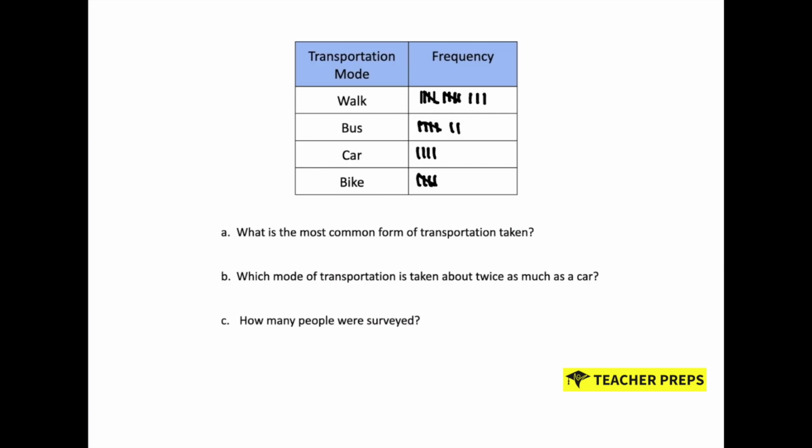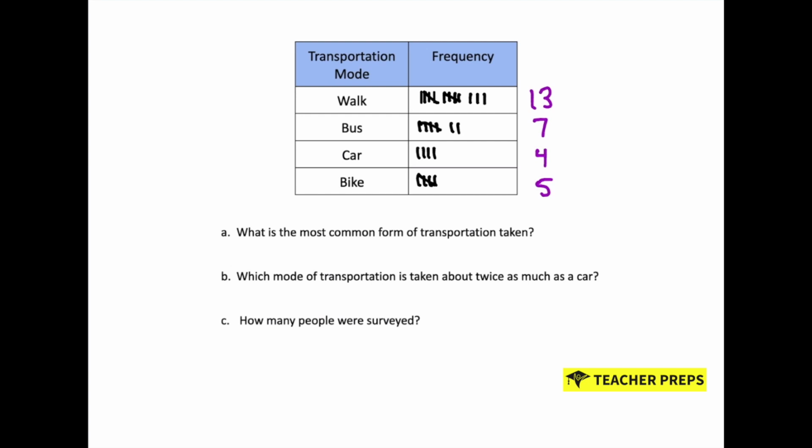Lastly, we're going to talk about a frequency table. A frequency table lists a set of values and how often each one appears. They may include tally marks and totals to show the frequency or the number of times a specific data value occurs in a data set. When I have tallies, the first thing I like to do is add my totals on the right. Now that I've added my totals, we can answer the questions.